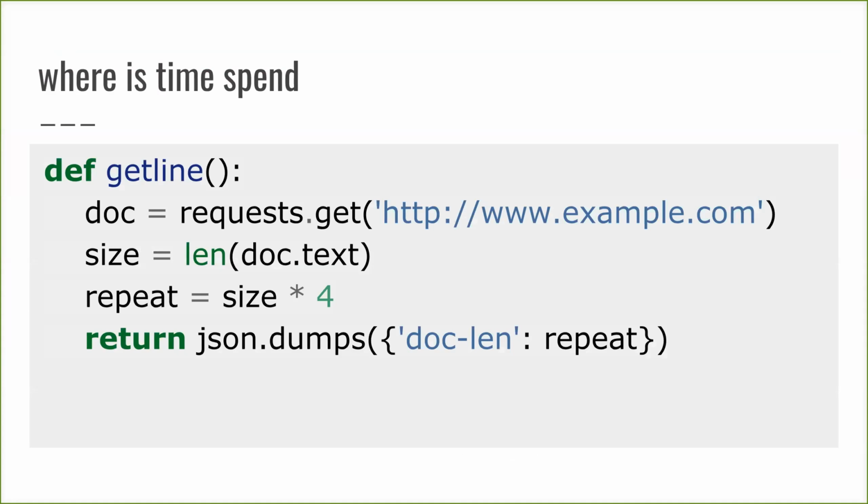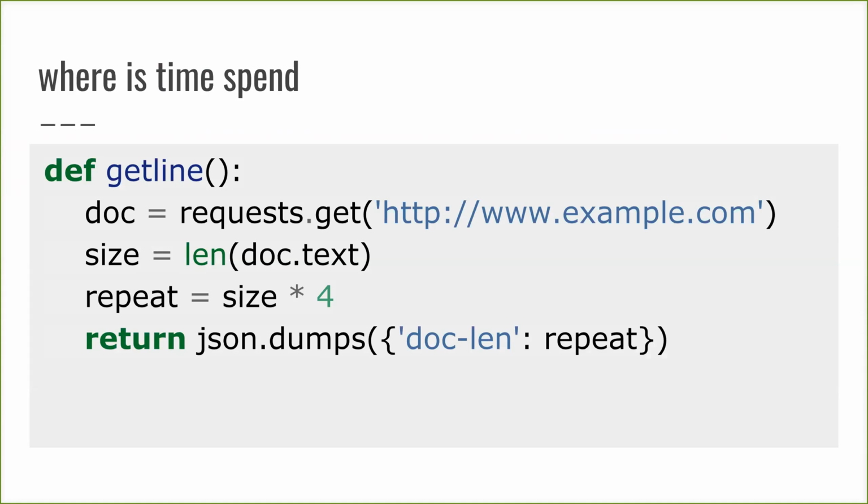So let's imagine this code that is stupid, but exemplifies what I want to show you. Imagine I take a request, I get a web page, then I take the length of that web page, and then I multiply it by 4, and then I return a string serialization of a JSON representation of a dict. Cool. Where do you think most of the time of this function is spent?